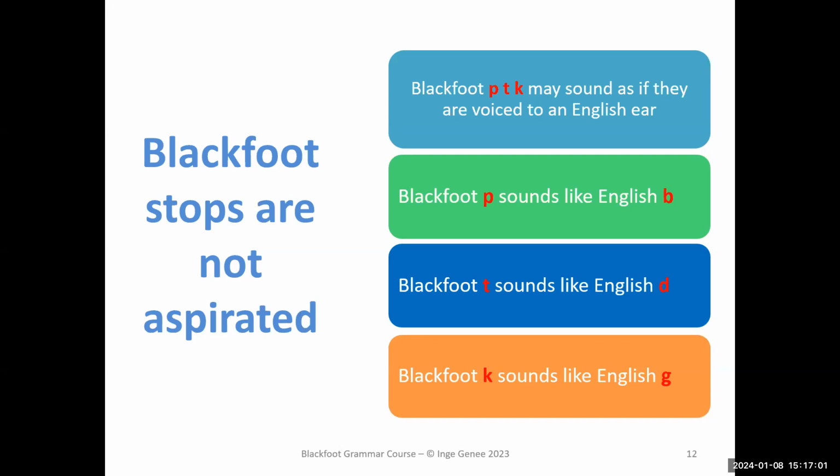But Blackfoot doesn't have a meaningful difference between PTK on the one hand and BDG on the other hand. So we only need one of those sets. Don France could have chosen the letters B, D, and G to match a little closer to English in some cases, but he preferred to stay close to the international phonetic alphabet symbols, and he chose the letters P, T, and K.